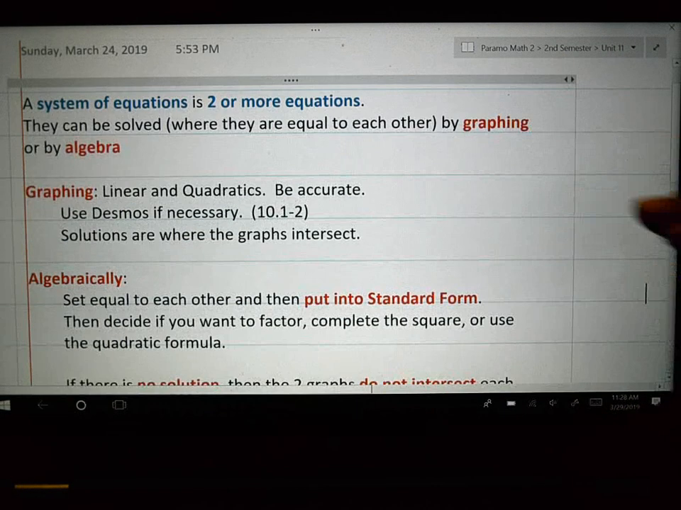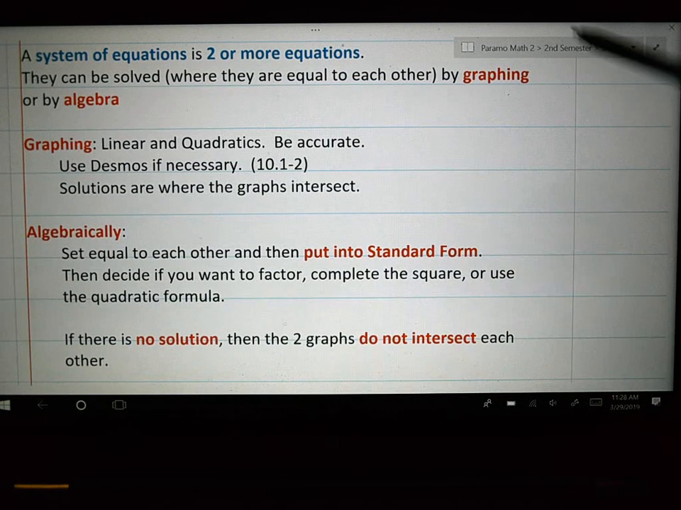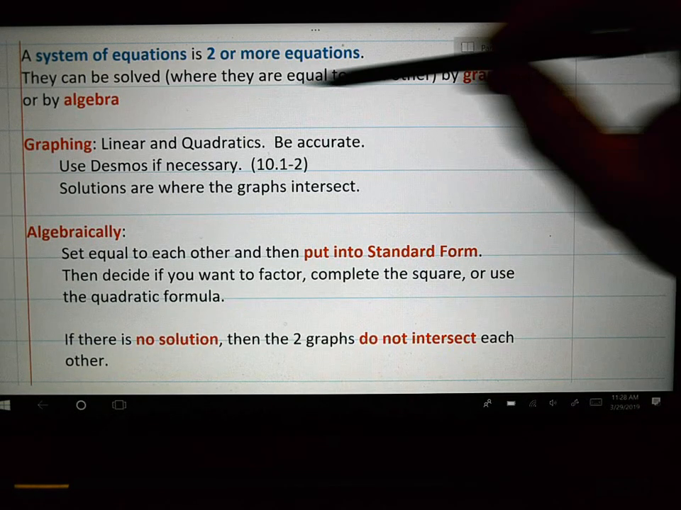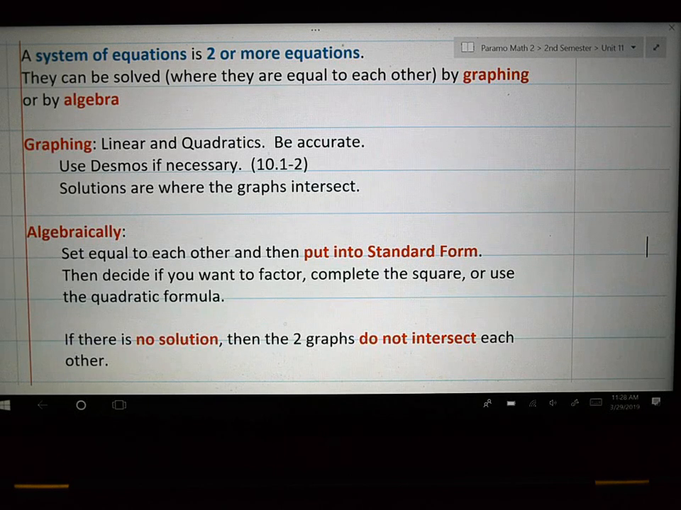So, the first thing you need to know is that a system of equations is where you have two or more equations. And so in these systems, we're going to be figuring out where a parabola crosses a line or two lines cross each other. The way that we're going to do that, we're going to use two different methods. The first method is graphing. The second method is algebra.